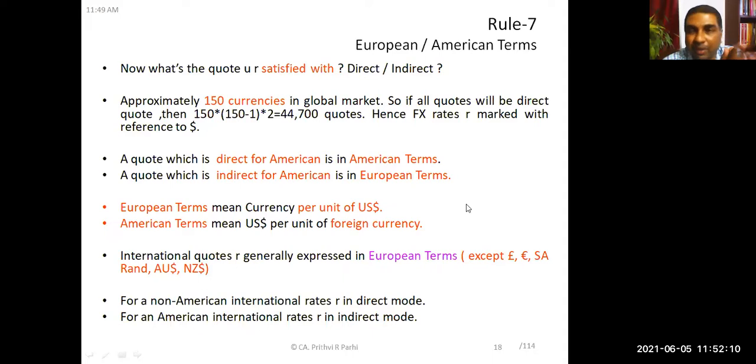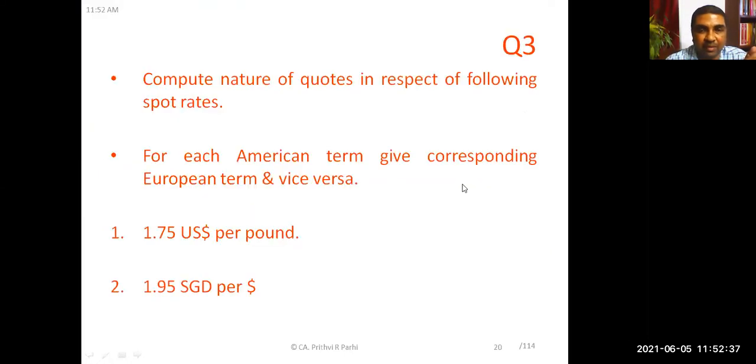For a non-American like us, European or international quotes are in direct mode, but for an American, it is in indirect mode. I think broadly you got some idea what is European term and what is American term. Yes or no? Can you reply? Yes, sir. Okay, good. Now let us move ahead.